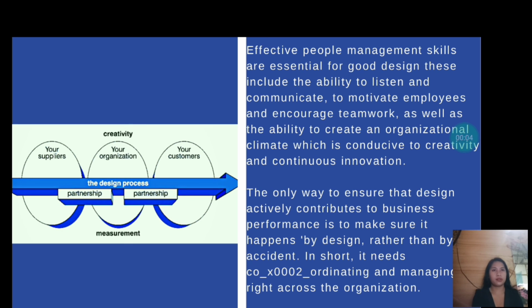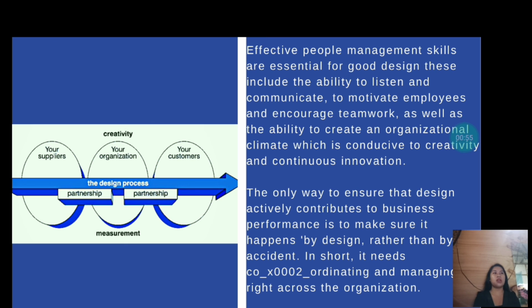Next, effective people management skills are essential for good design. This includes the ability to listen and communicate, to motivate employees and encourage teamwork, as well as the ability to create an organizational climate which is conducive to creativity and continuous innovation. The only way to ensure that design actively contributes to business performance is to make sure it happens by design rather than by accident. In short, it needs coordinating and managing right across the organization.